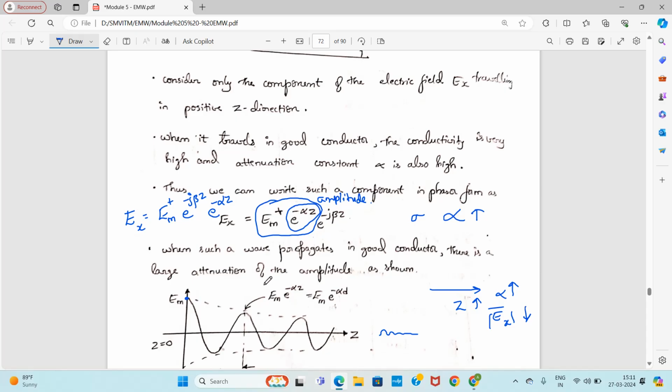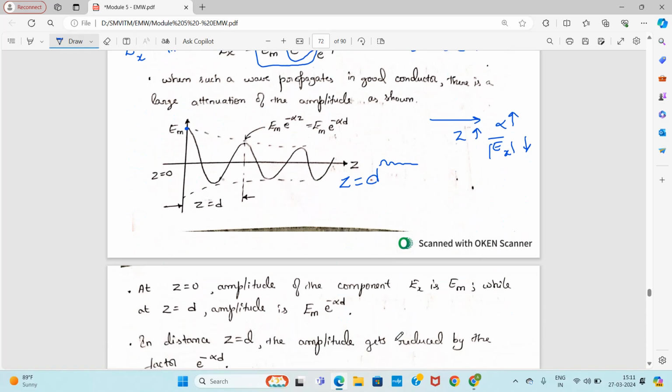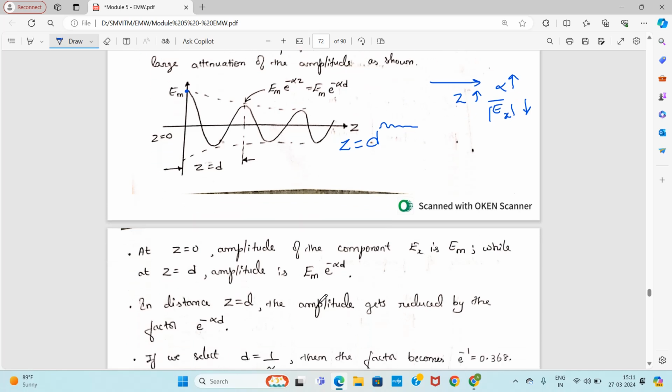So I can say that the total amplitude of my signal is Em into e power minus alpha z, or Em into e power minus alpha d. Z is the direction in which the wave is propagating. So Z is the distance by which it is traveling, or I can simply write it as D for distance. Then for different values of D, they're trying to tell me what the amplitude is going to be.